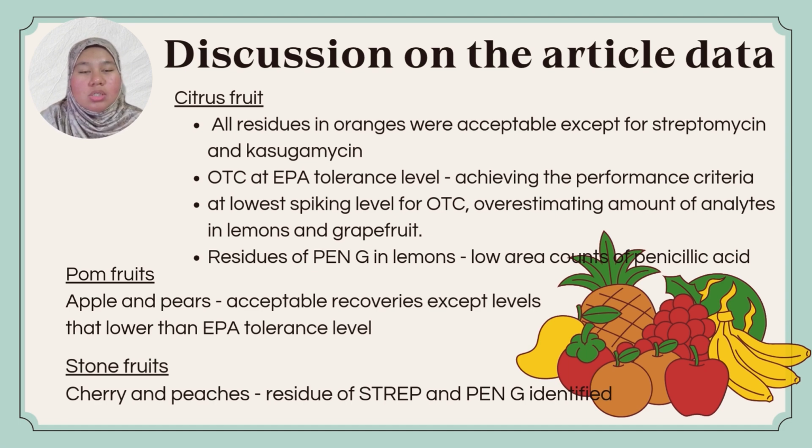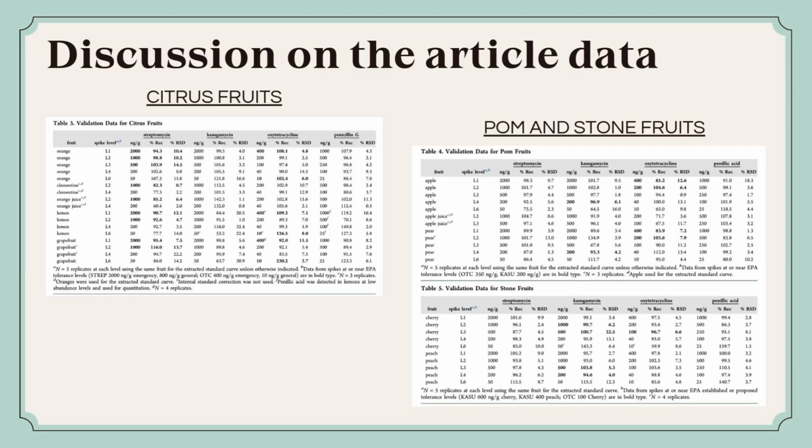This method could determine the residues in apples and pears with acceptable recoveries, except for the level that is lower than the EPA tolerance. The residues of streptomycin and penicillin G in cherries and peaches were also able to be identified using this method. All the tables shown are the data validation for citrus fruit, pome fruits, and stone fruits.